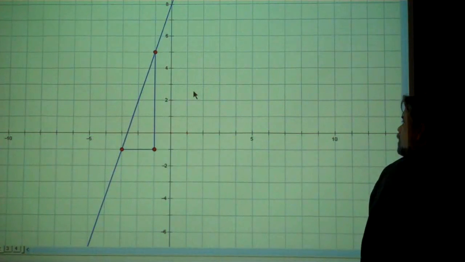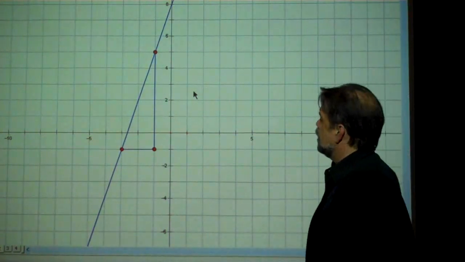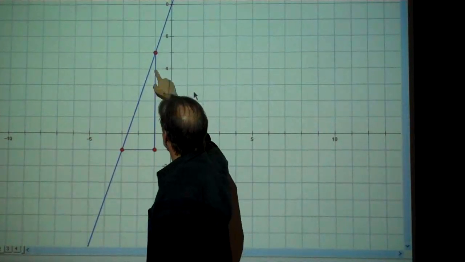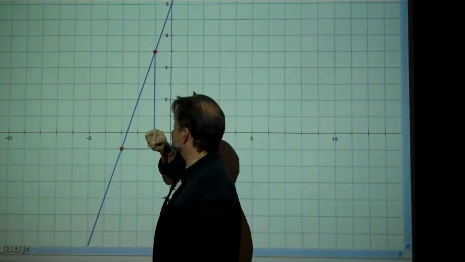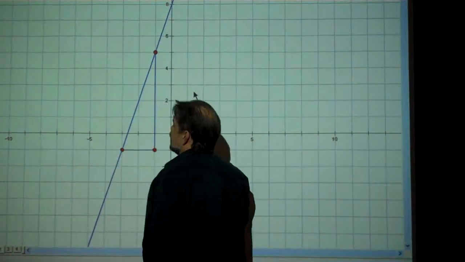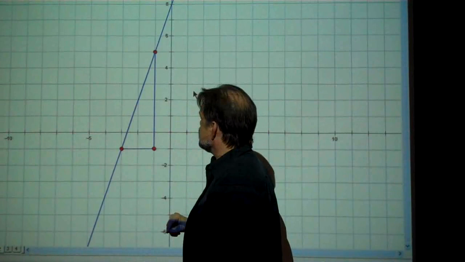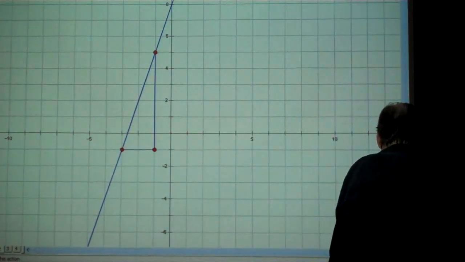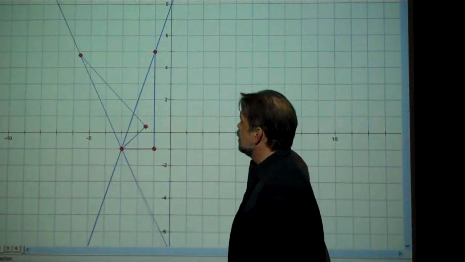Okay. So we have another line, and this line's slope is 1, 2, 1, 2, 3, 4, 5, 6. So it's 6 over 2, so the slope is 3. And sure enough, as I go over 1, I'm going up 3. And so let's do the exact same thing. Let's just turn the whole thing.